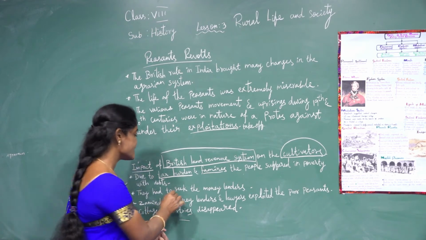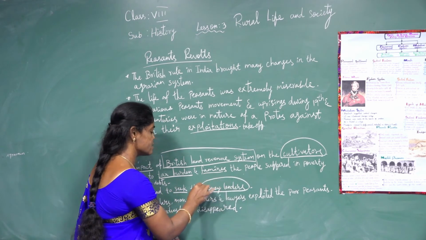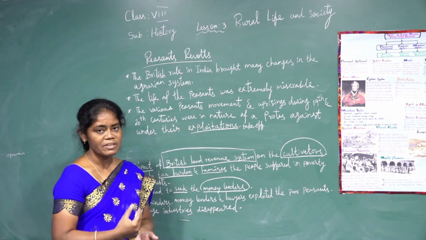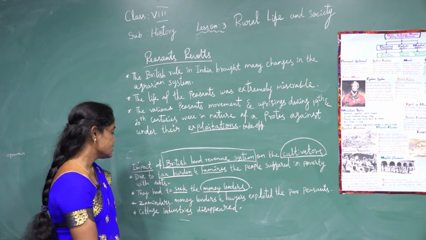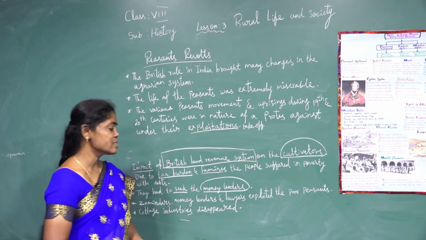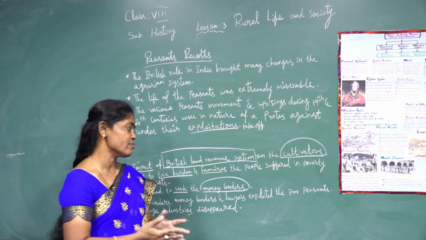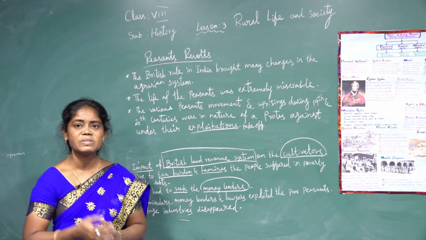They had to seek money lenders. They would go and get money from the lenders. Zamindars, money lenders and lawyers exploited, that means took away from, the poor peasants. Peasants means farmers.